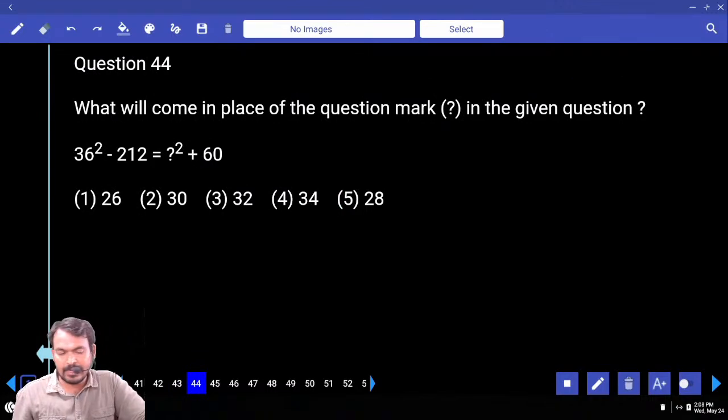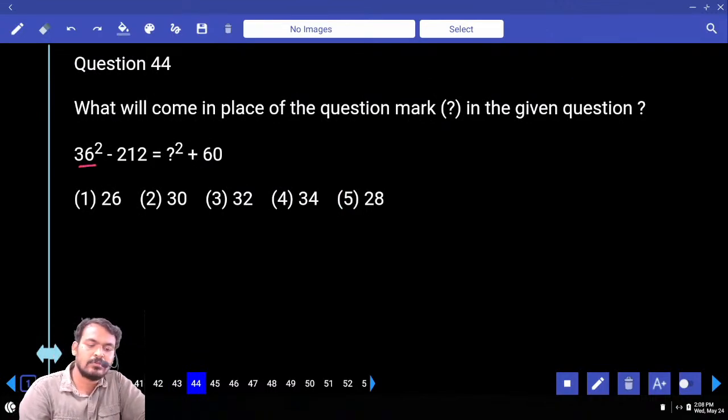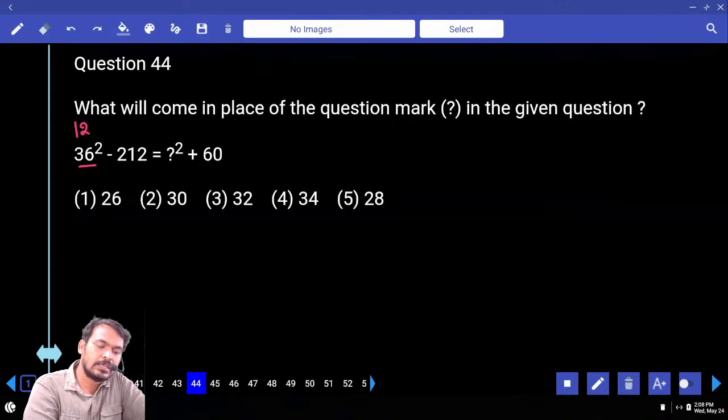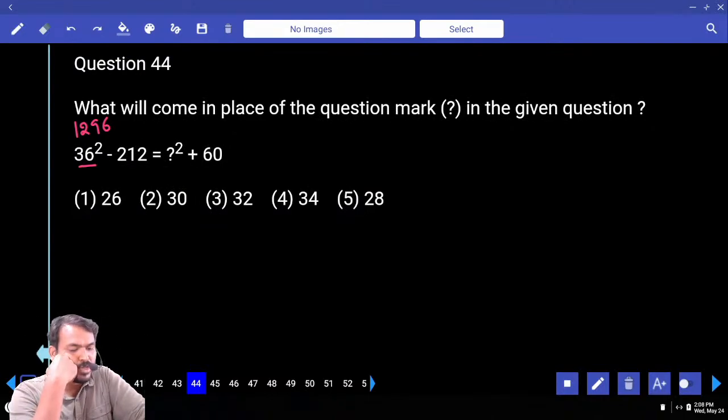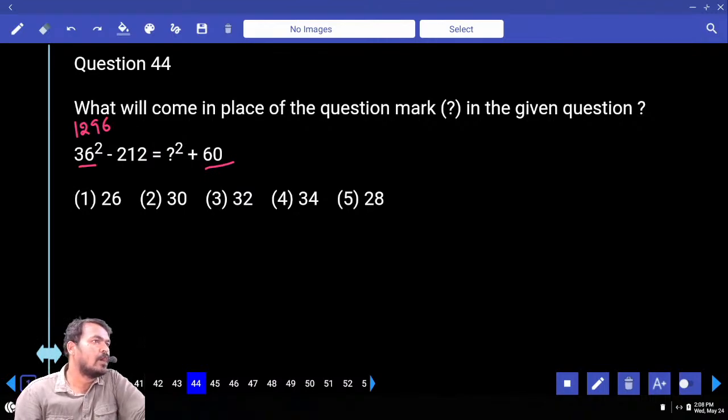Next question number 44. First of all, left hand side 36 square how much? 1296 or not. Minus how much value? 212. What is the remaining? 1084. Out of 1084 we are subtracting 60. What is the remaining? 1024. Then answer 32 square or not.